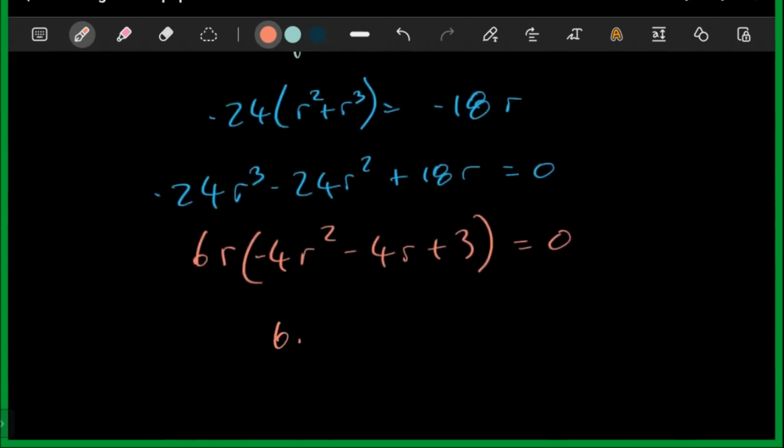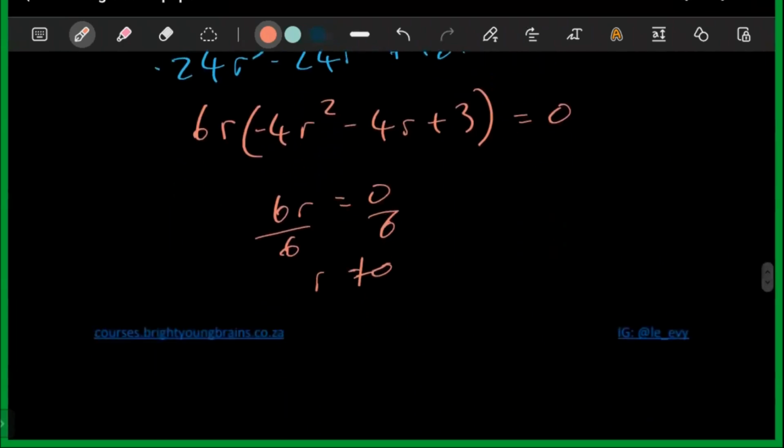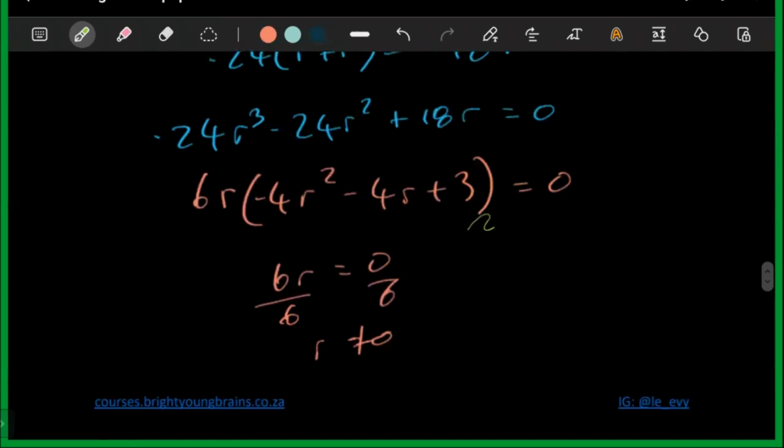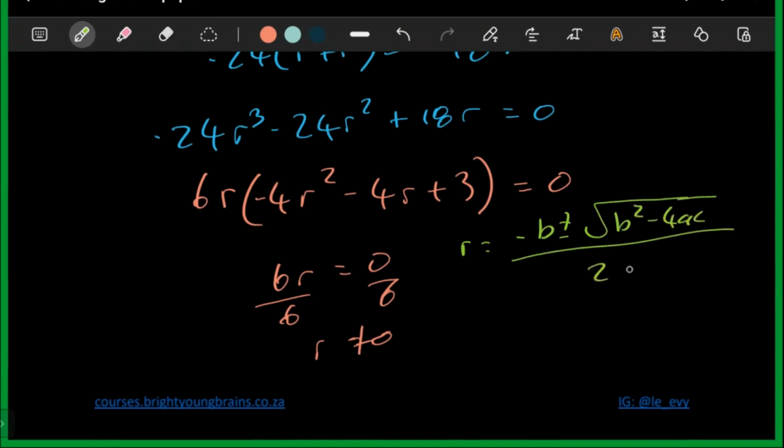So here r, the 0 divided by 6. r cannot be 0, you see. So this one we don't have to consider. We just have to consider this one. We can just use our quadratic formula for that one. r is equal to minus b plus or minus the square root of b squared minus 4ac, over 2a.